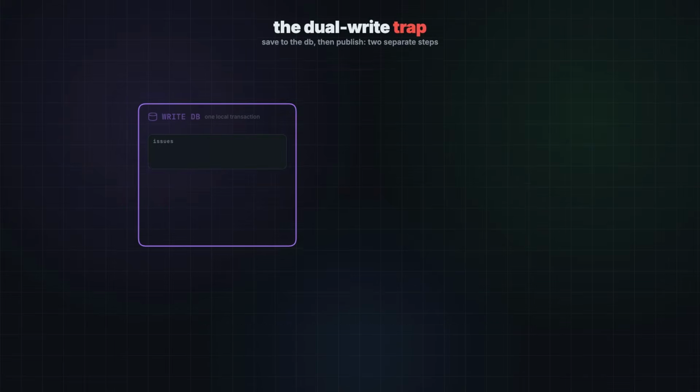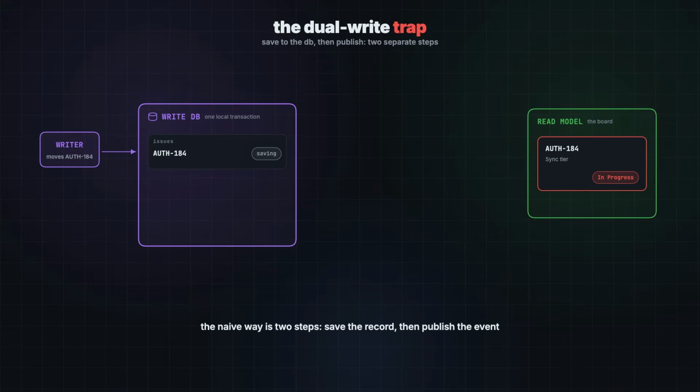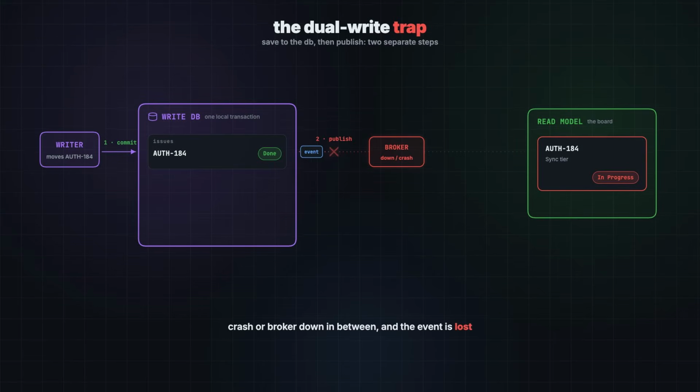The messenger has a hole in it. The naive way is 2 steps. Save to the database, then publish the event. If you crash in between or the broker is down, the write lands and the event is lost, and the board is wrong from then on.